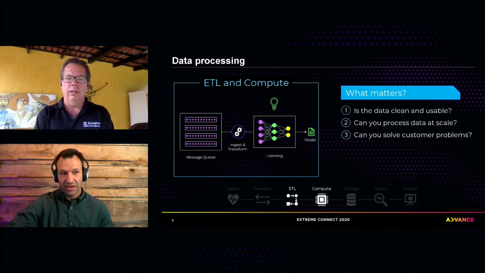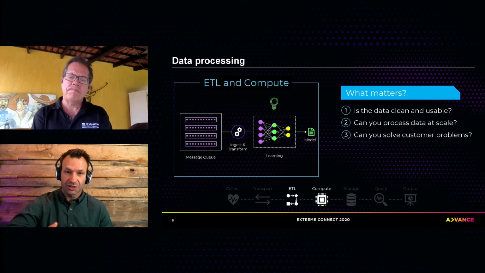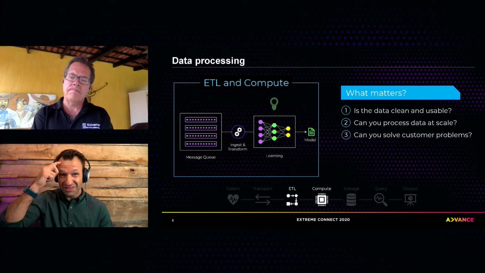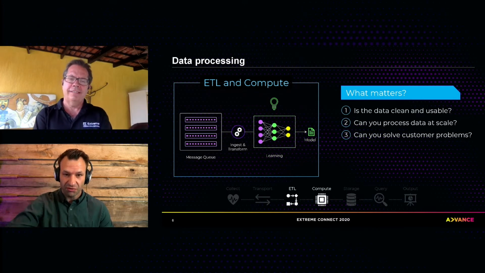What really matters at this stage is just making sure that your data has good hygiene. In other words, it's clean, usable, bug-free, it's complete, it's sampled well, that you can actually process the data at scale, so you're not dropping data, and that you're handling high volumes of data here, and then ultimately the quality of that processing, whether you can actually solve problems with that data.